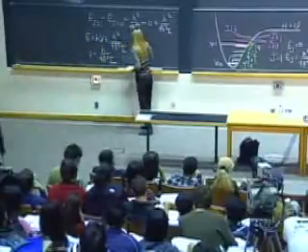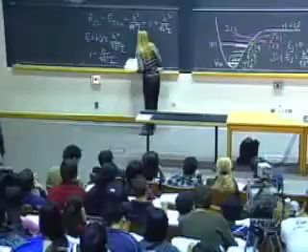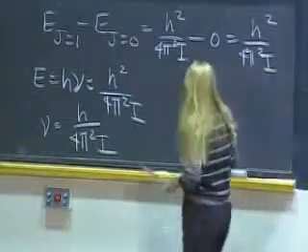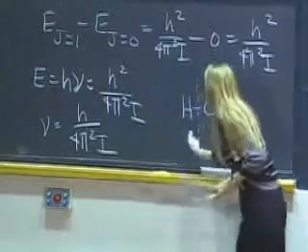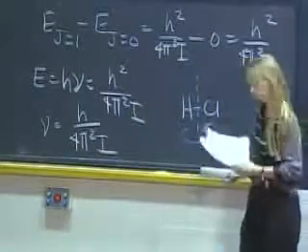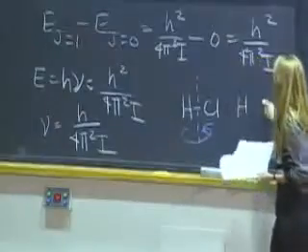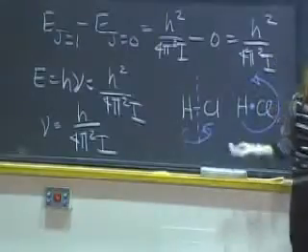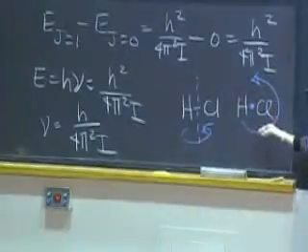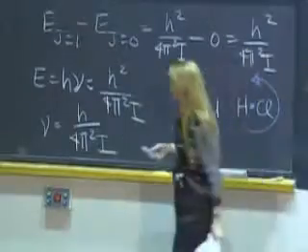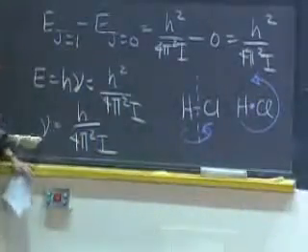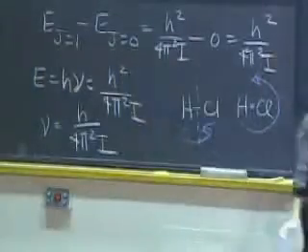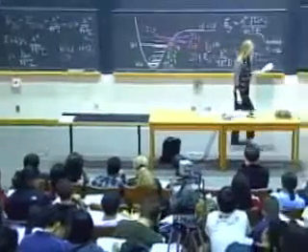Now, in the case of HCl, we said that HCl has 2 rotational modes. It has a rotation around this axis, and it also has a rotation around this axis in the plane of the board. These 2 rotations are degenerate. So if you put in a photon with this frequency here, it will excite either this rotation or that rotation. Either rotation.